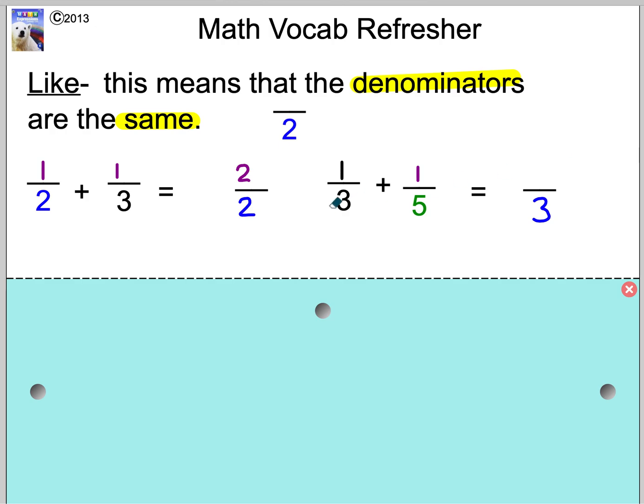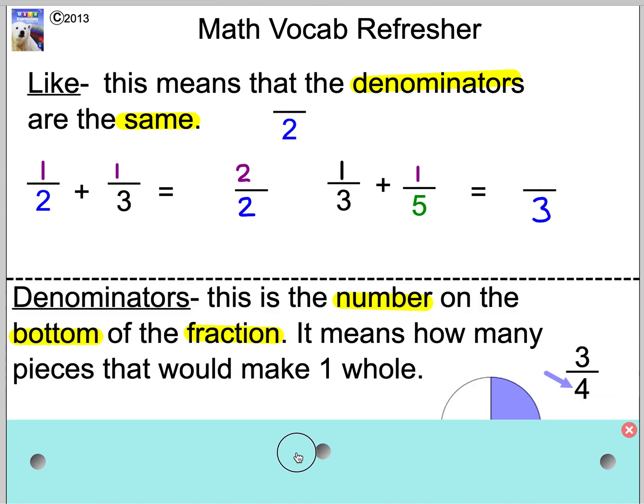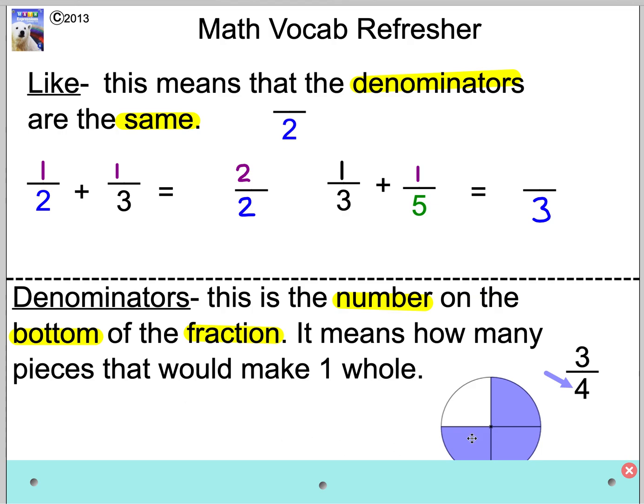So first off, let's talk about our vocabulary. What does the word like mean? Well, like means that things are the same, in this case, when the denominators are the same. And the word denominator really means the number on the bottom of the fraction. It means how many pieces it would take to make a whole. In 3/4, the denominator tells how many pieces there are in a whole, which is 4, and the numerator, the top number, is the number of shaded pieces or pieces that we have, 3 out of 4.